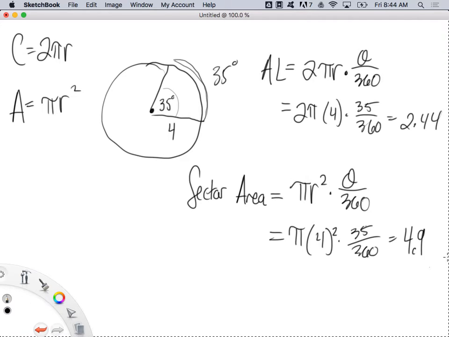Now, you guys got to remember this. Sector area is just the area of a circle, which is pi r squared, multiplied by the angle divided by 360. See? That's what sector area is.